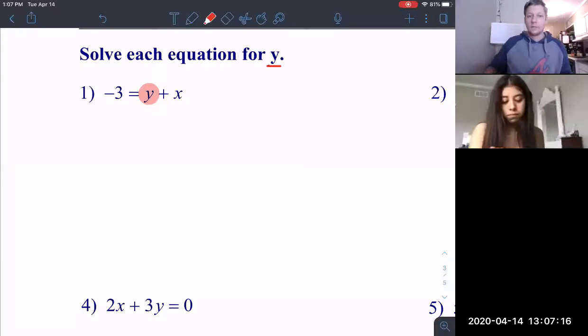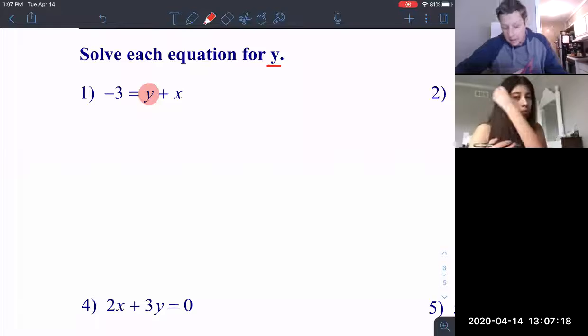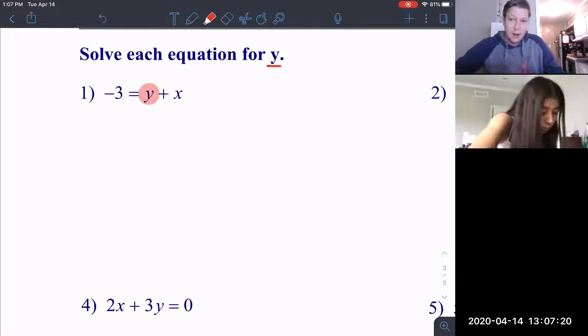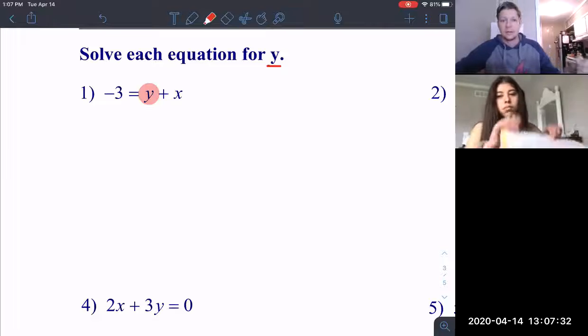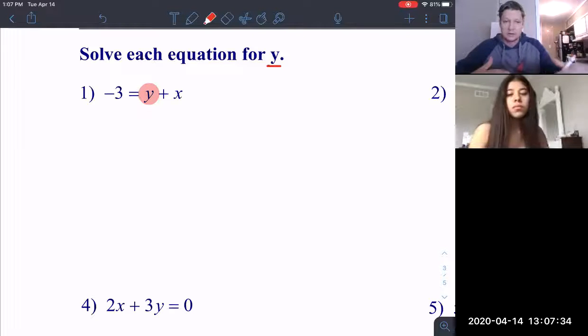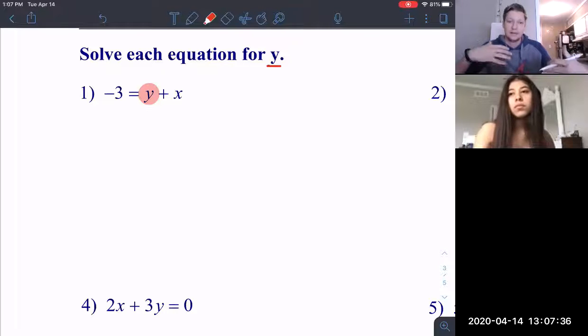So, all right. In number one, all we want to do is get that y by itself. And that's what we've been doing when we've been solving equations all year. But now we're going to have to move some x terms around and some constant terms around, which is pretty much the only new thing to us: having two variables in the equation at the same time and trying to get one of them by itself.